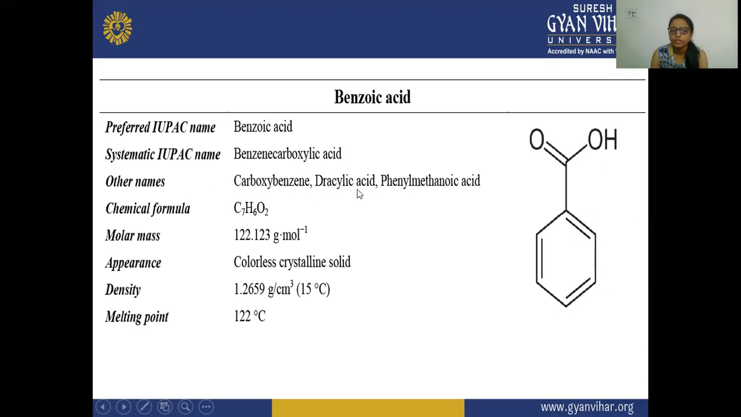Next is dracylic acid. Dracylic acid means this is a cyclic structure, which is why it is known as dracylic acid.